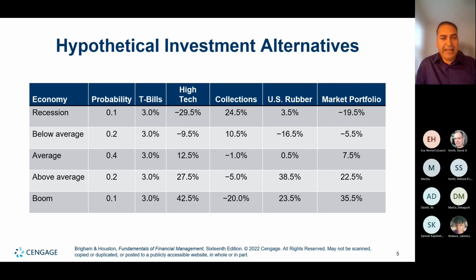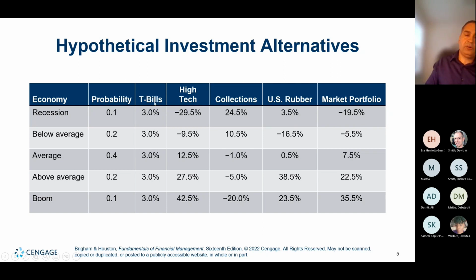Okay. And it depends on the world scenarios and the wars going on and the interest rates and inflation. All those things are taken into consideration to calculate the probabilities of these different economic situations. And then we have these different types of assets. So we have got T-bills and high-tech industry, and we have some collections, U.S. rubber, and market portfolio. So the T-bills, these are the treasury bills.